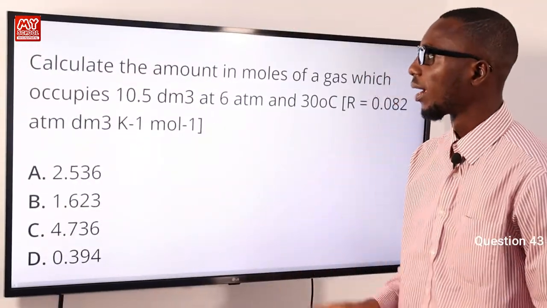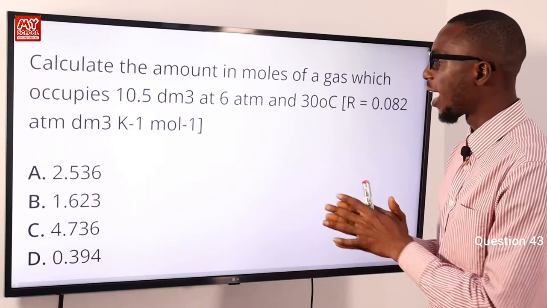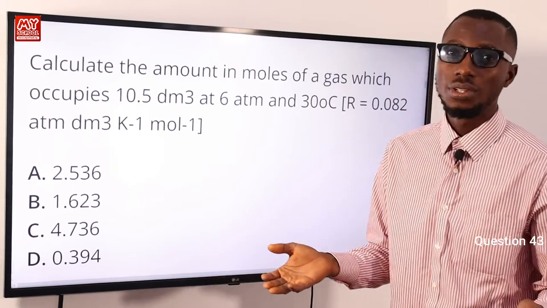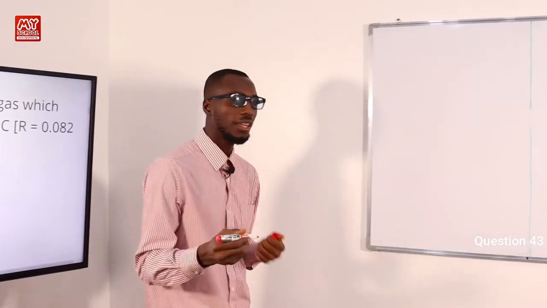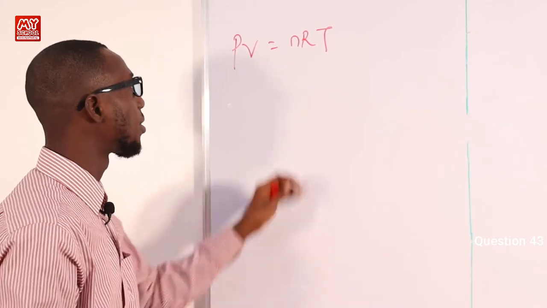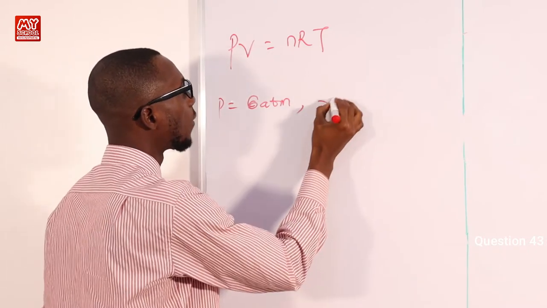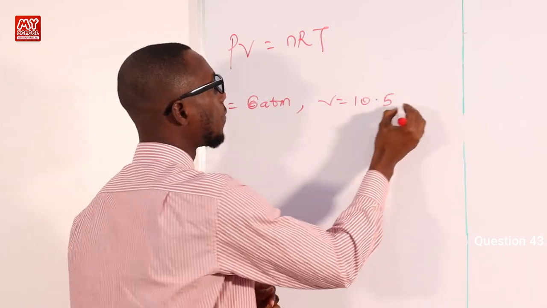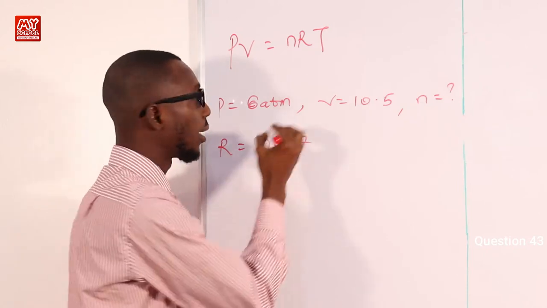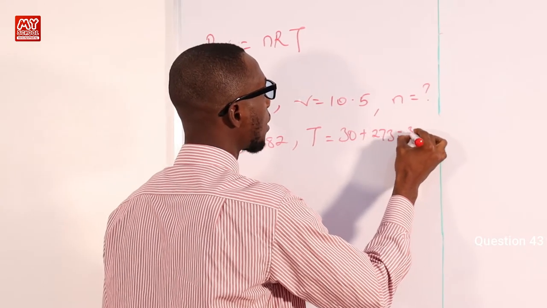Question 43. Calculate the amount in moles of a gas which occupies 10.5 dm cube at 680 mmHg and 30 degrees Celsius, given that R equals 0.082. We just have to use the ideal gas equation, which gives us pressure times volume equals number of moles times R times temperature. Let's plug in the values. We have the pressure at 680, then volume as 10.5, then the amount in moles which we are asked to look for. We have R given as 0.082. Our temperature is given in Celsius. Converting into Kelvin, that is 30 plus 273, which gives us 303 Kelvin.